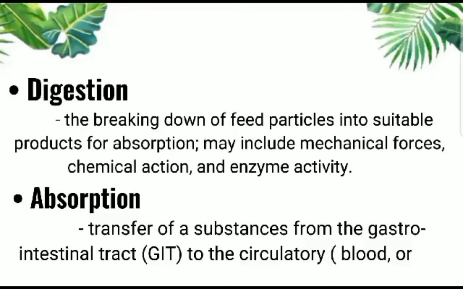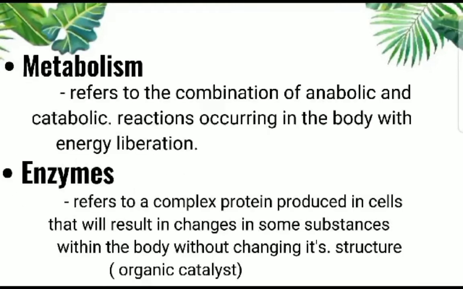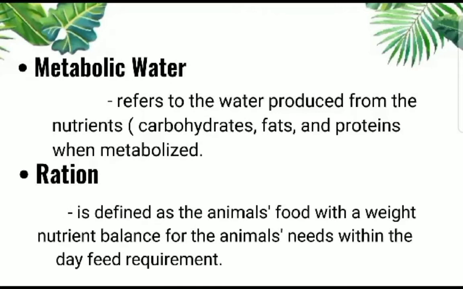Absorption. Transfer of substances from the gastrointestinal tract (GIT) to the circulatory blood. Metabolism refers to the combination of anabolic and catabolic reactions occurring in the body with energy liberation. Enzymes. It refers to a complex protein produced in cells that will result in change in some substances within the body without changing its structure, an organic catalyst. Metabolic water refers to the water produced from the nutrients, carbohydrates, fats, and proteins when metabolized.